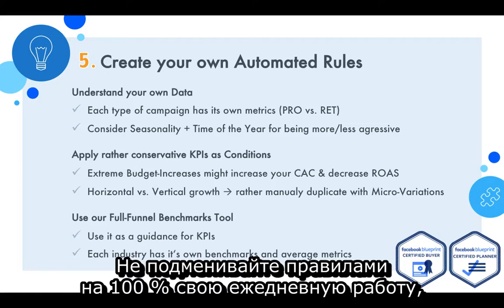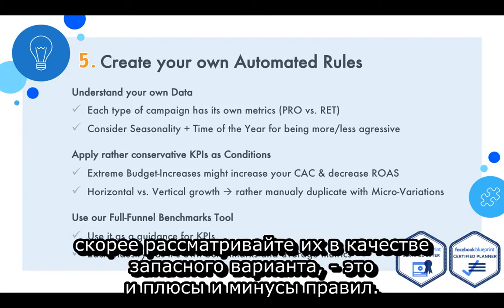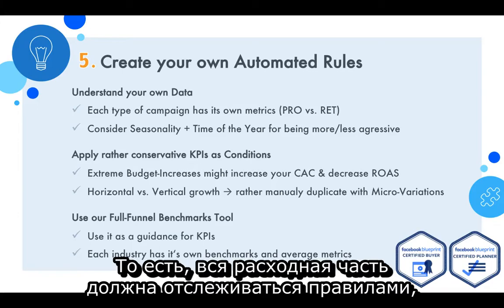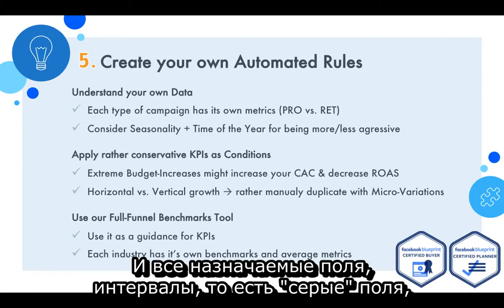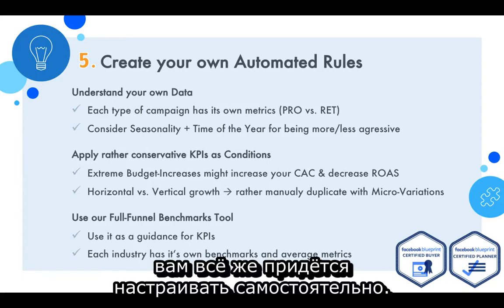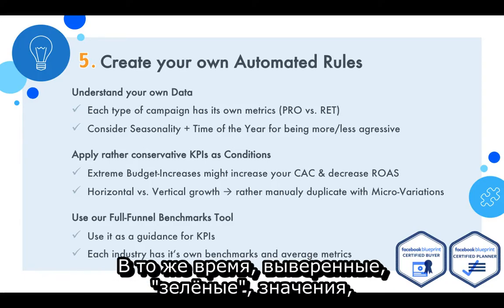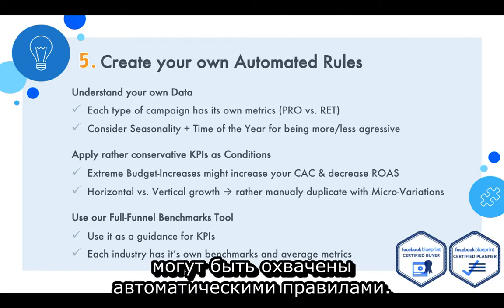Do not see them as a 100% substitute of your day-to-day work, but rather see them as fallback options. So on the positive side and also on the negative side, all the outliers are going to be covered with the automated rules, and then the fine zone in between, the gray zone, you still have to do manually, but the completely red numbers or the completely green numbers can be covered by the automated rules.